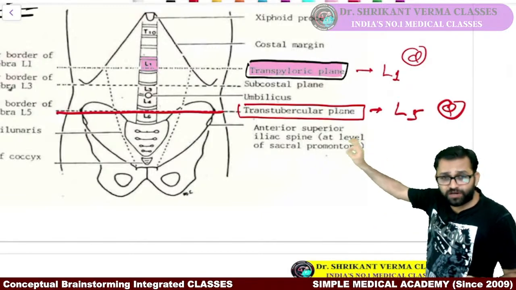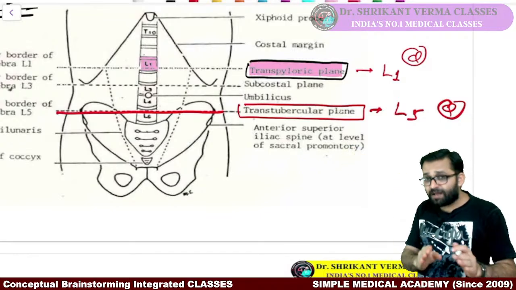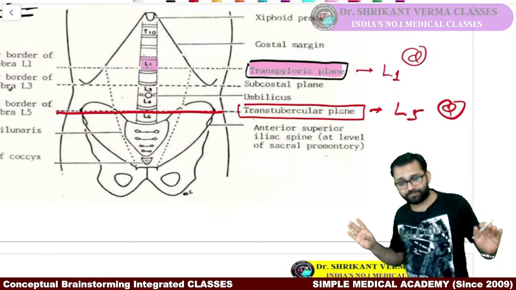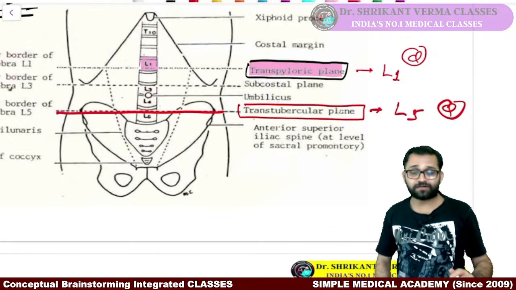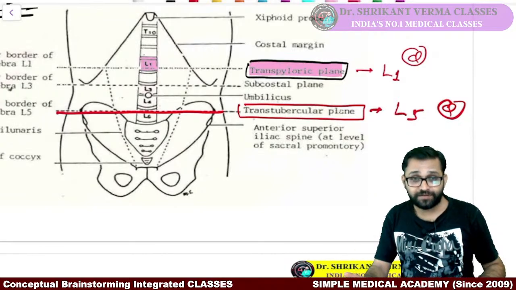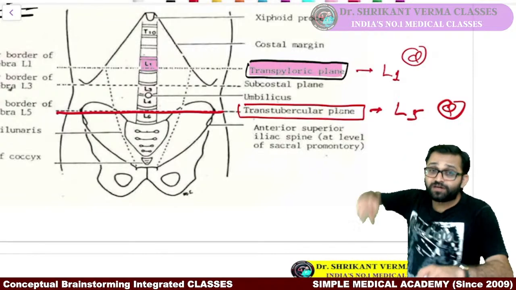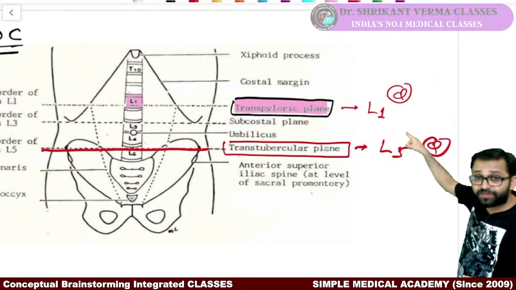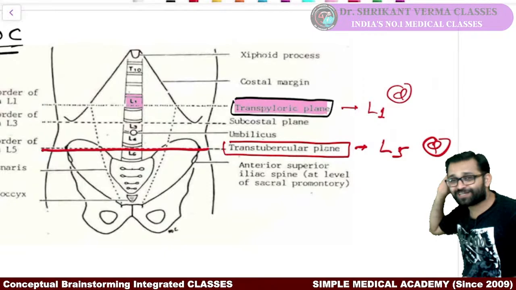Now don't forget this topic. Again let me tell you, this question was asked previously, then disappeared, and now again came into the pattern. So now we are focusing. This is not a new question. Okay? What I want to tell you, the transpyloric plane: the first plane is passing through the first lumbar vertebra. The last plane is passing through the last lumbar vertebra.